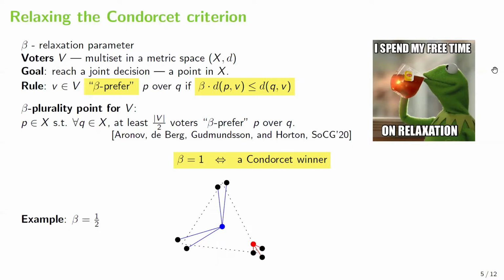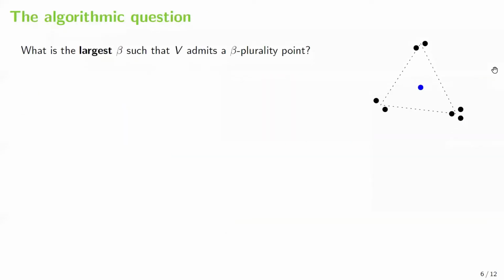And here the red point does win 3 votes at the bottom right corner, but this is not enough because the blue has 4 votes. This leads to the algorithmic question: given a set of voters V, what is the largest beta for which V admits a beta plurality point? More formally, we define beta-ext of V to be the supremum over all values beta such that V admits a beta plurality point.